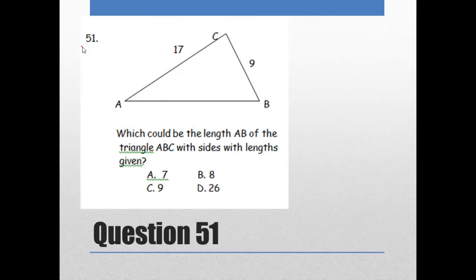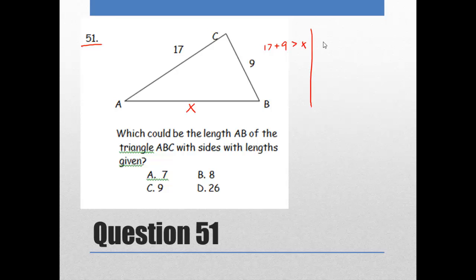Alright, 51. This is a fun question. I like these a lot. Which could be the length of AB, of the triangle ABC? So we don't know it, so let's call it X. And let's figure out what some possible lengths for it could be. I know that in a triangle, 2 sides have to be greater than the third. So that means 17 plus 9 has to be greater than X.